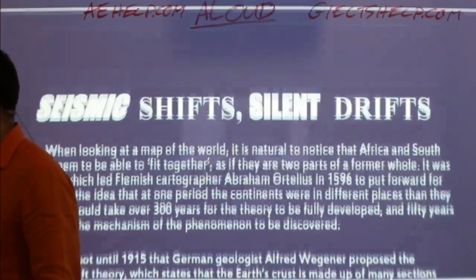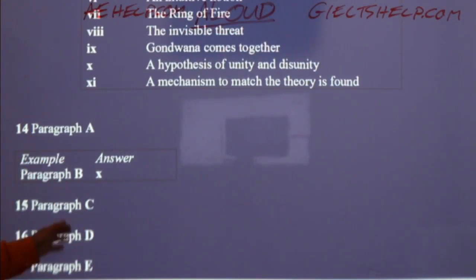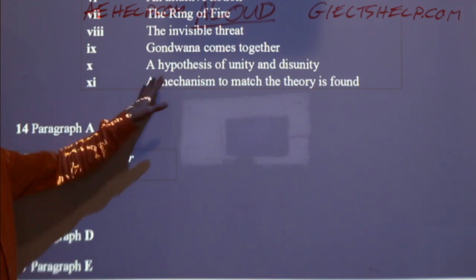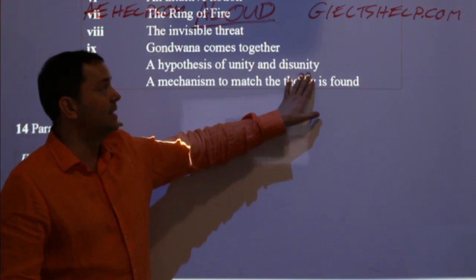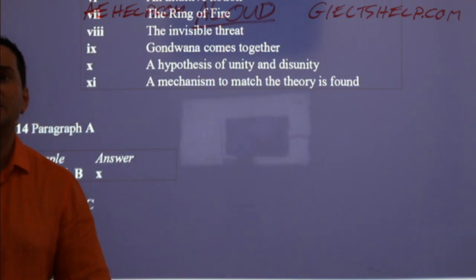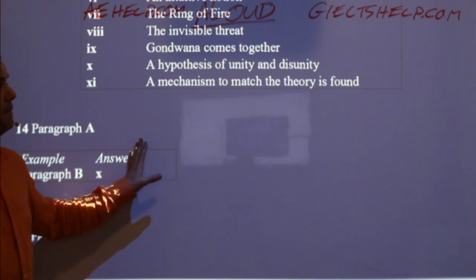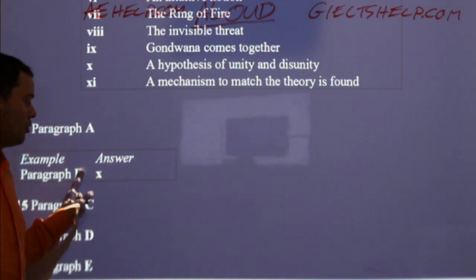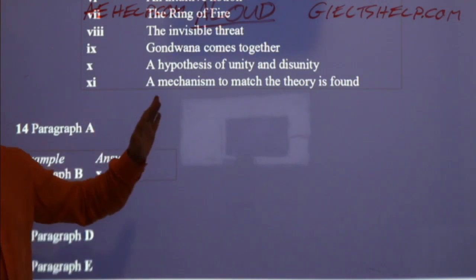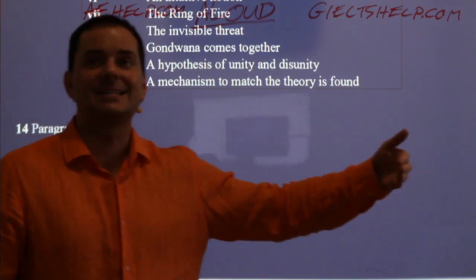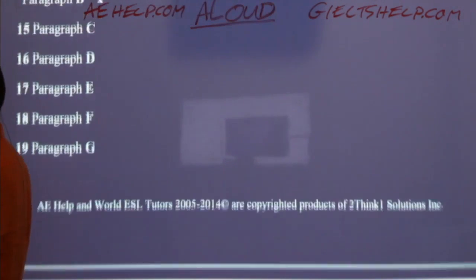And if we go back to the beginning, this one is given for us. Okay? Paragraph is X, a hypothesis of unity and disunity. So that one's given. It's X. Good. We move on. Don't just ignore the given answer. Do recognize it and pay attention to it as you move past that. Okay? Let's go for paragraph C.